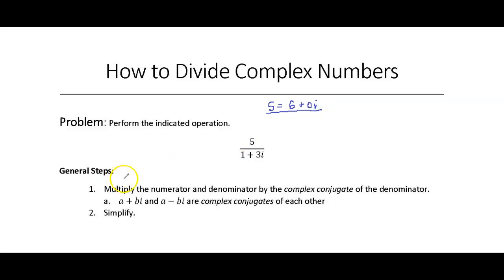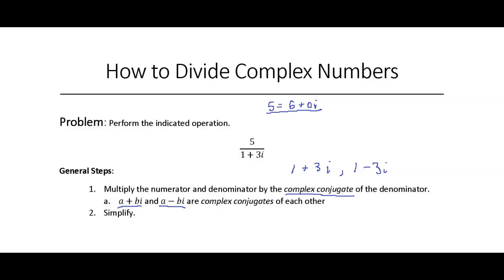Now, when it comes to dividing complex numbers, the key here is to multiply the numerator and the denominator by the complex conjugate of the denominator. a plus bi and a minus bi are complex conjugates of each other, meaning in the denominator, since we have 1 plus 3i, its complex conjugate would be 1 minus 3i.